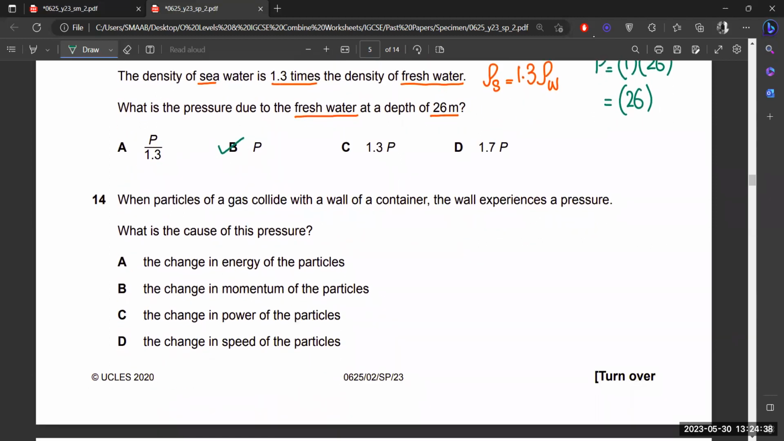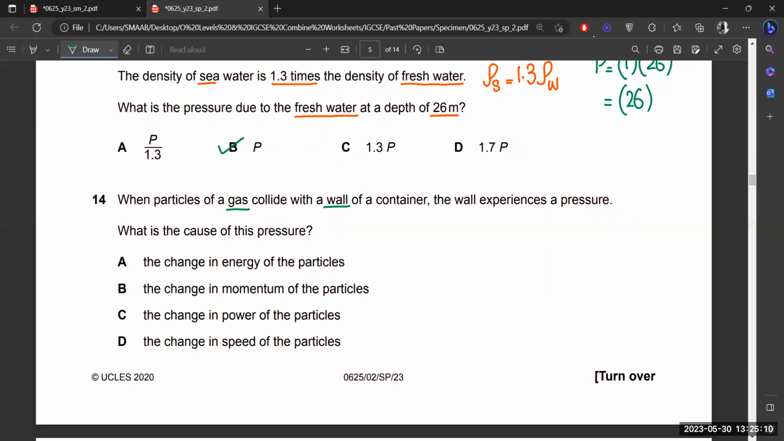Question 14. When particles of a gas collide with the wall of a container, the wall experiences a pressure. What is the cause of this pressure? So that is simple. We know the concept of force per unit area, because when kinetic energy increases, molecules collide with the wall. So you need to answer the question. So the change in energy of the particle, the change in momentum of particles. So B option is right, because momentum is mass into velocity.